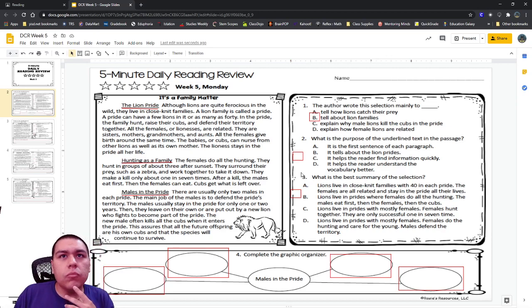Okay, it's the main what? Main subject of the paragraph. That's a good guess. It's a good idea. So what do you think? What answer choice is the best one then? You think A, B, C, or D?